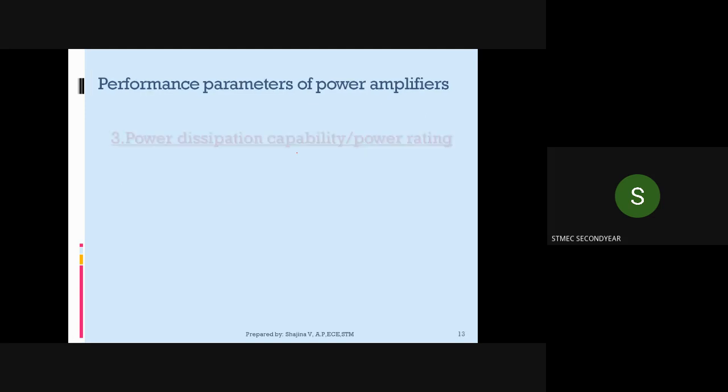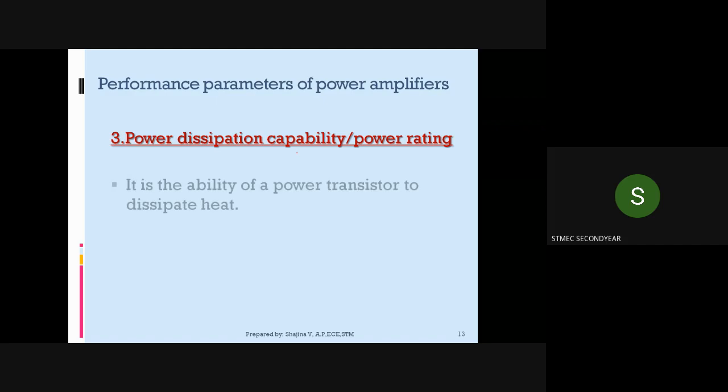And the third parameter is power dissipation capability, or we can call it power rating. Power dissipation capability is the ability of a power transistor to dissipate heat. This is one important property, because a power transistor, as already said, will produce more heat. So we have to dissipate that heat without damaging our circuit.